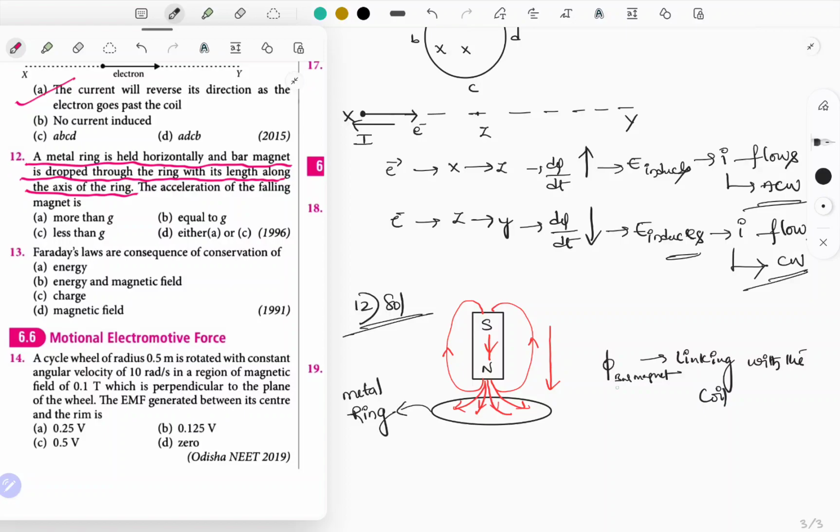Okay, so if it is linking with the coil, that means there is a change in flux with respect to time. Will EMF induce? Yes, EMF induces. If EMF induces, will current flow through the coil? Yes, it will flow because it is a closed coil. In which direction will this current flow? So that it opposes the change in flux. What is the acceleration with which this bar magnet is moving downward? Generally, acceleration due to gravity. Just because of the coil it will change.